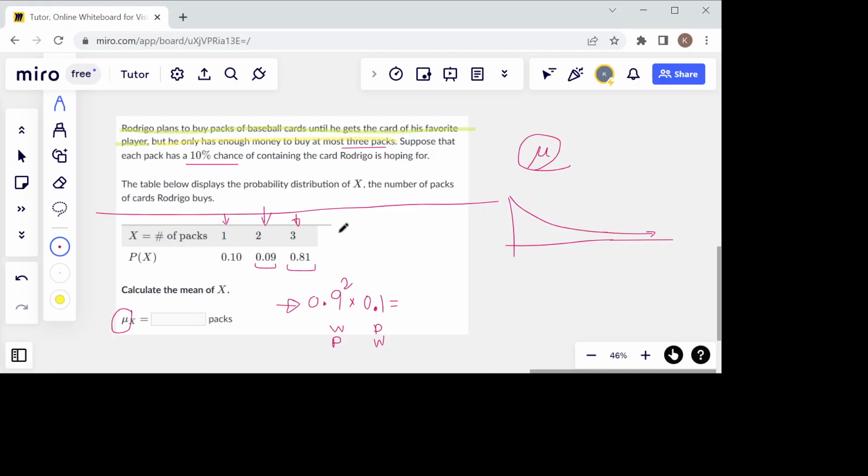And now all of that's been calculated for you. This question just requires you to do what the other questions in this section do, which is to take each of the values of x and multiply it by the probability. So we get 0.1, 0.18, 2.43. This is the third time I've recorded this video, so I have these numbers memorized already. And when you add them up, you get 2.71, and that is the expected value or the mean in this question. So there you go.